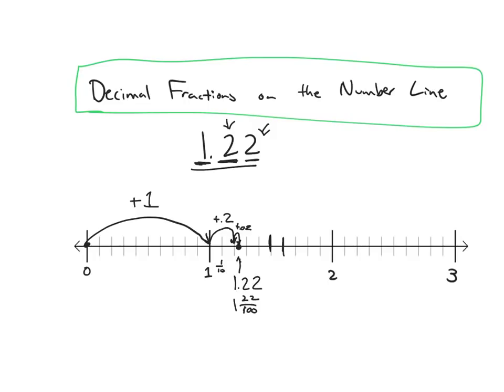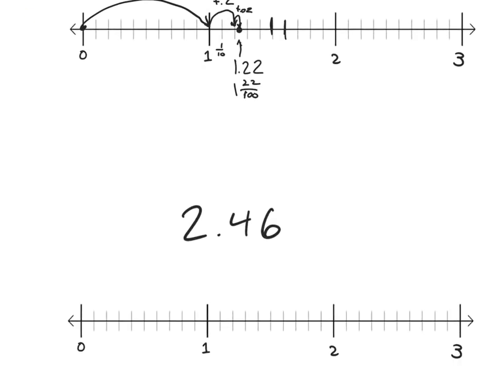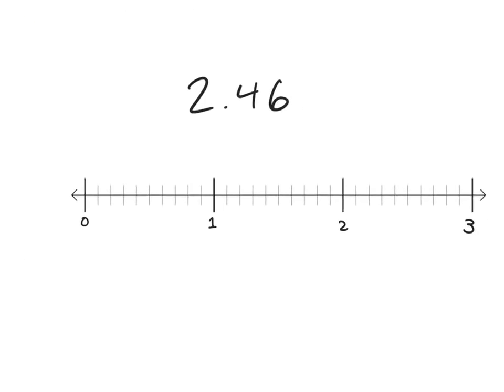So once again, we do that by doing a series of jumps starting with our largest place value, then moving down to our smaller place values. So let's take a look at one more example here. This time we're going to be showing 2 and 46 hundredths on the number line.